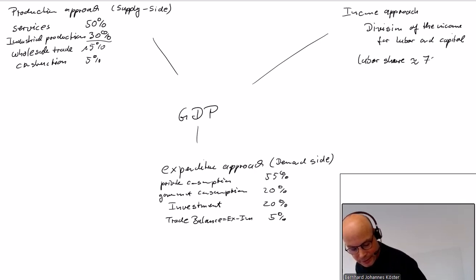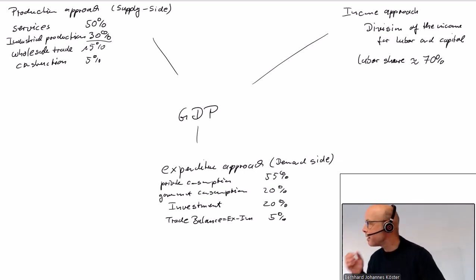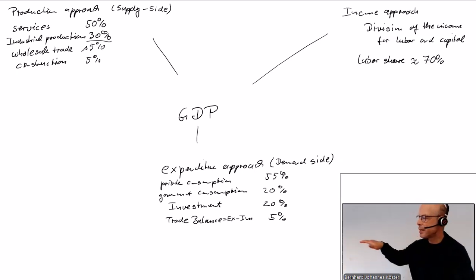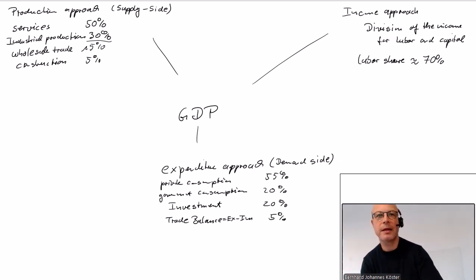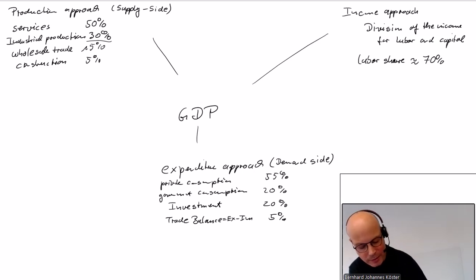Here we had the labor share of roughly 70%, and there we saw that over time it was quite volatile due to the development at the capital market, especially at the stock markets. So here plus minus 5 percentage points.